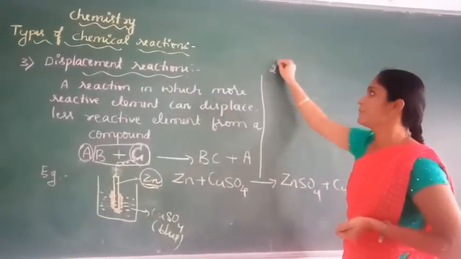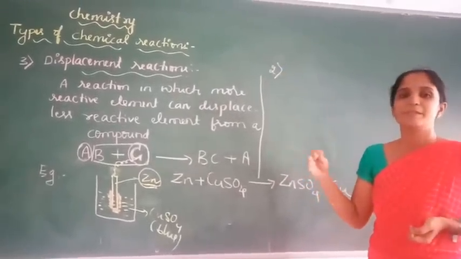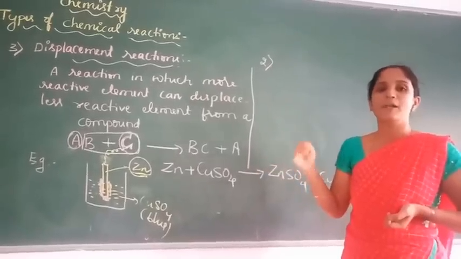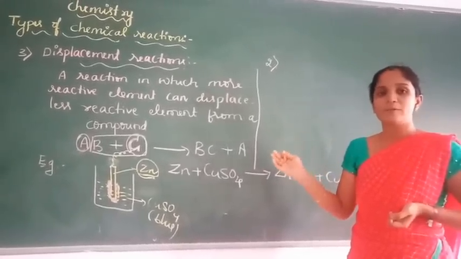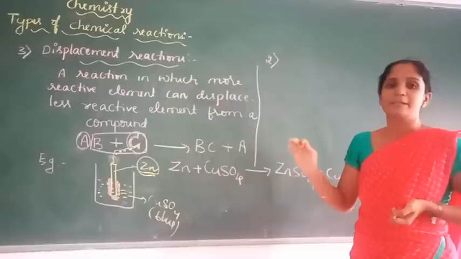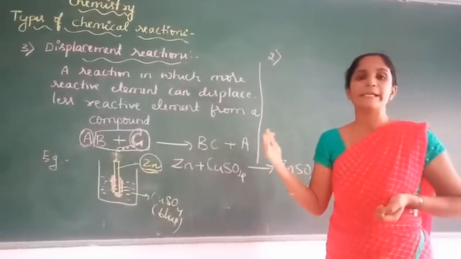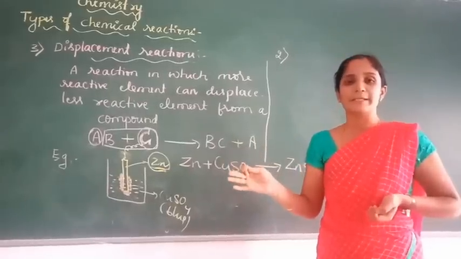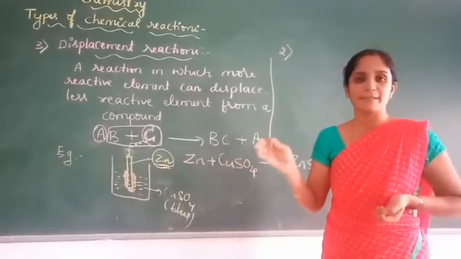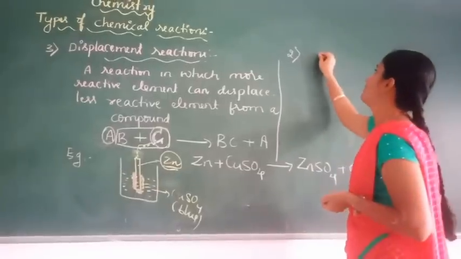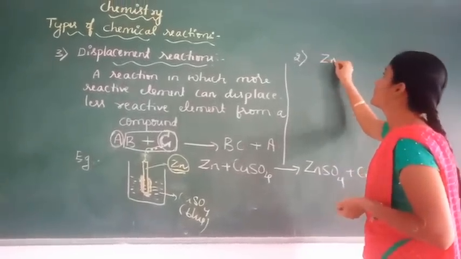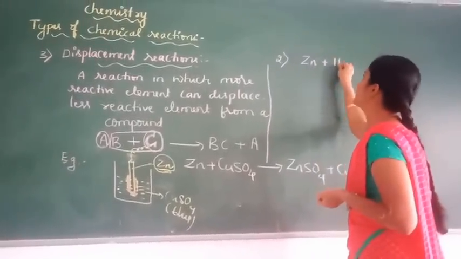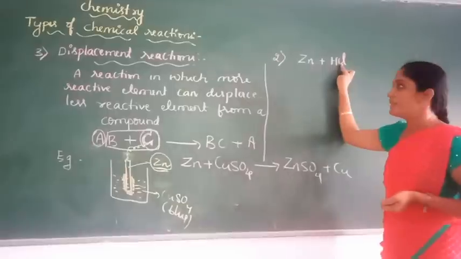Another example is that an element which is more reactive than hydrogen can also displace hydrogen from an acid. For example, zinc reacts with HCl.